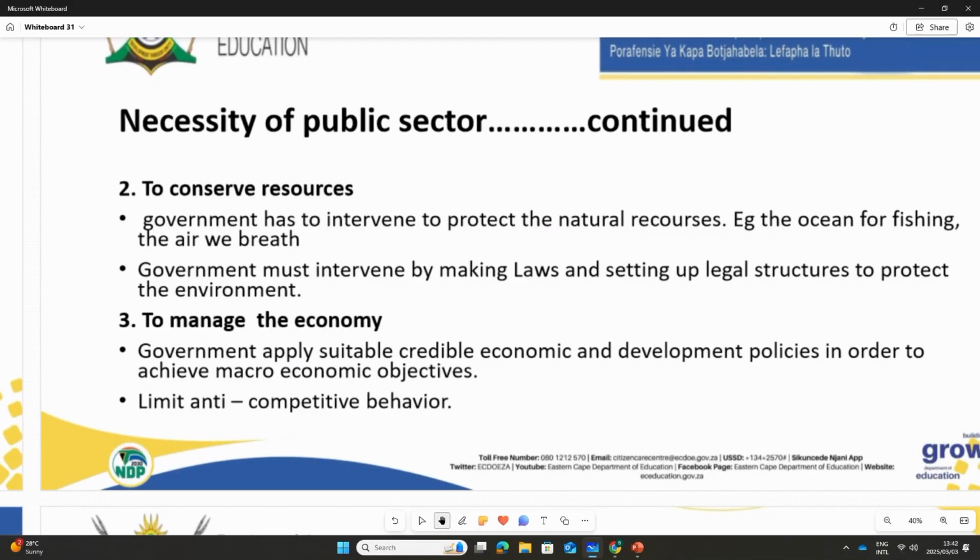Then, if I'm trying to recap, those were the necessities of the public sector, where it is necessary for the economy or for the country to have a government, because I have said to you that government has to provide public goods. Government has to conserve resources. Government has to manage the economy. So if we've got that government, it means everything is sorted.